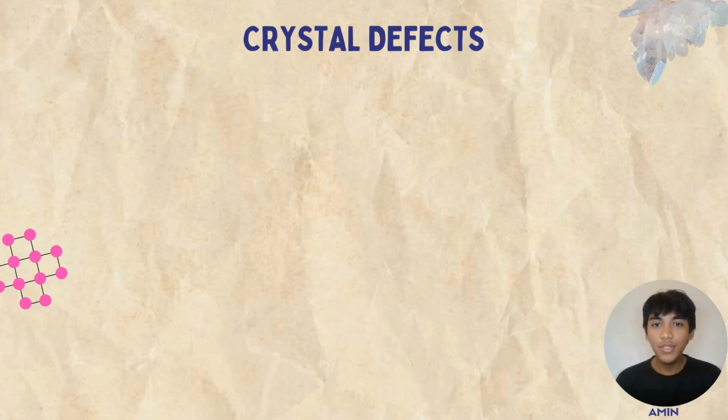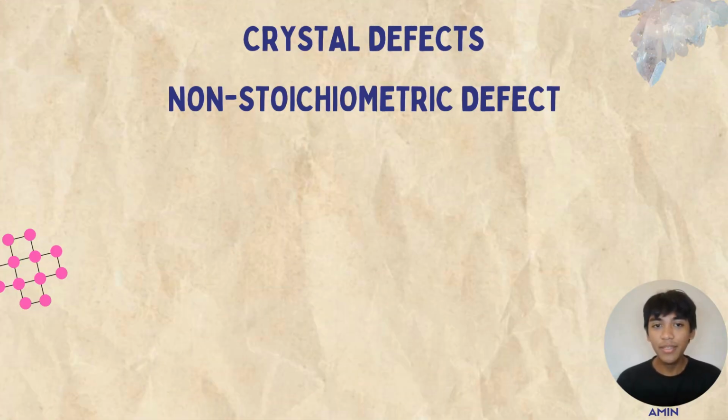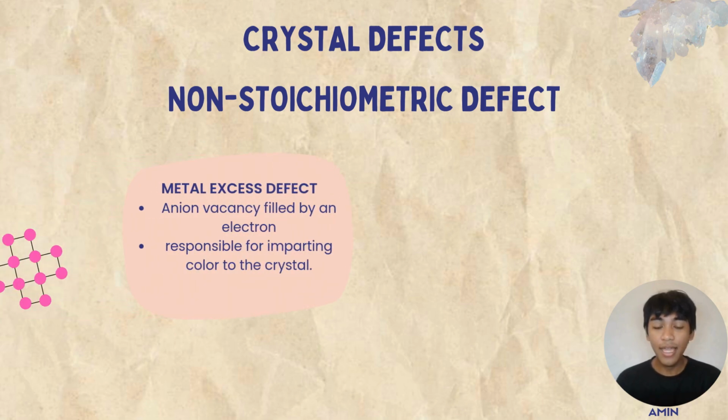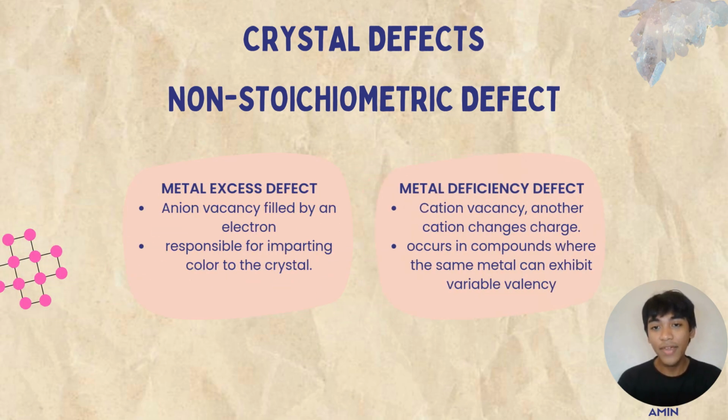There are 2 non-stoichiometric defects. The first one is metal excess defect. An anion is vacant and it is filled by an electron. It is responsible for imparting color to the crystal. The second one is metal deficiency defect. A cation is vacant and the other cation changes its charge. It occurs in compounds where the same metal can exhibit variable valency.